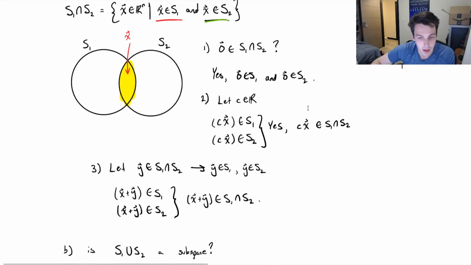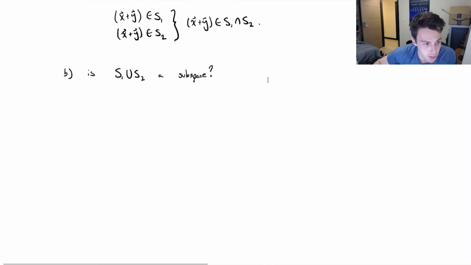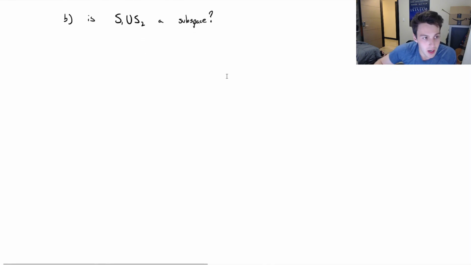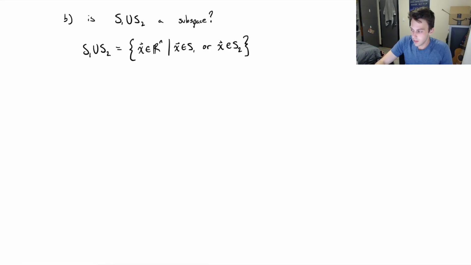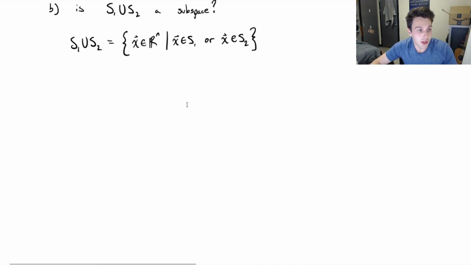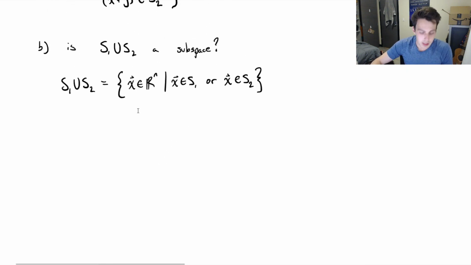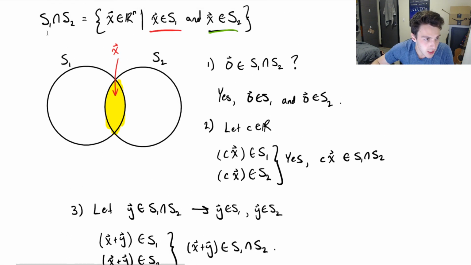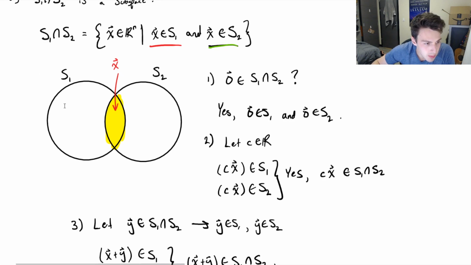Okay? Let's move on to example number 2. Is the union of S1 and S2 a subspace? And let me just write down the definition for this. So I've just written the definition of the union. The union is similar to the Venn diagram. Rather than it being the intersection of S1 and S2, the union simply means that it can be anything in either of these, S1 or S2.